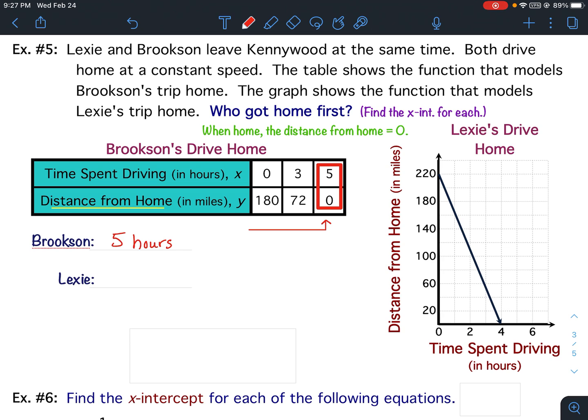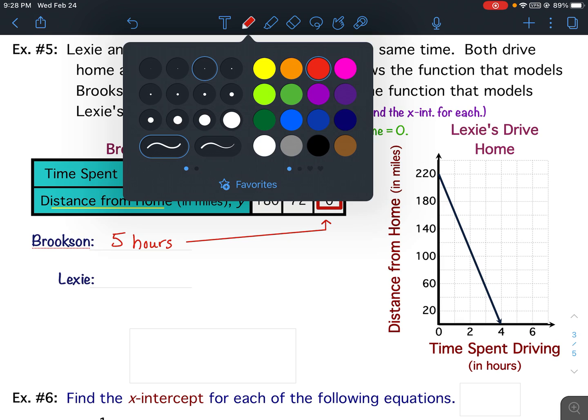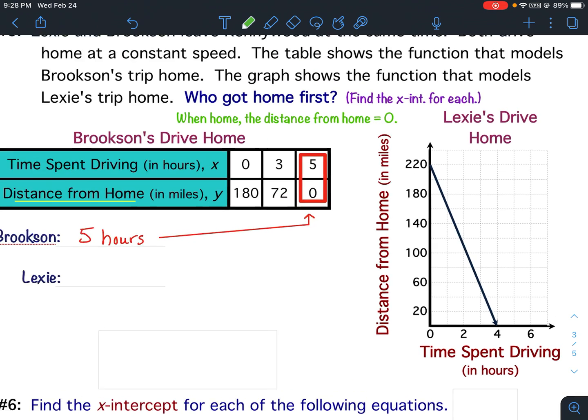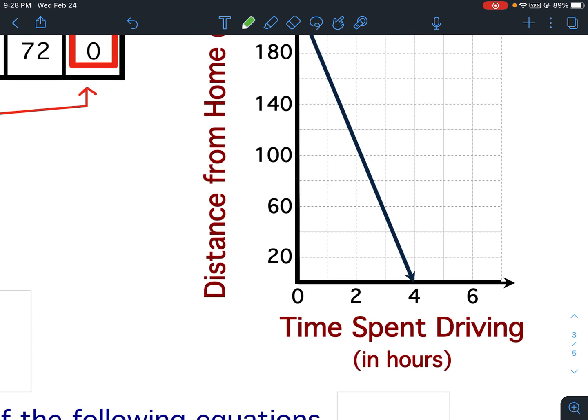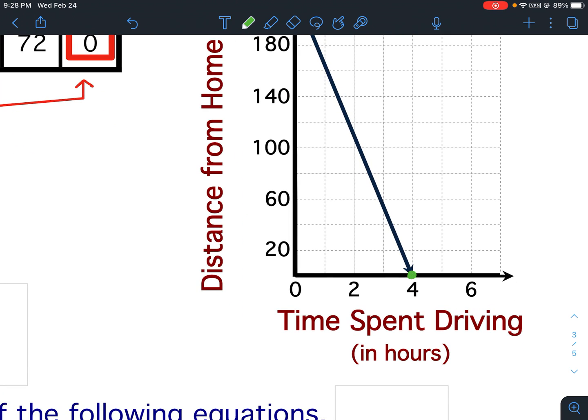So if you are looking for the x-intercept, your y value will be 0. This right here, that's your y-intercept. Now, for Lexi, again, you're finding her x-intercept. Looking at her graph, first of all, this right here is your y-intercept. Down here is the x-intercept.